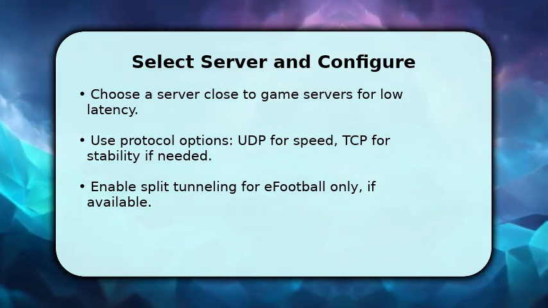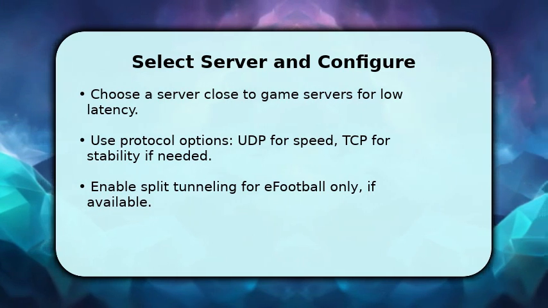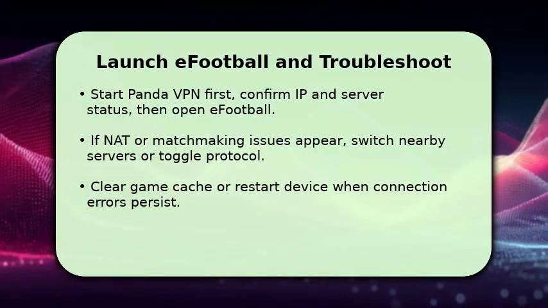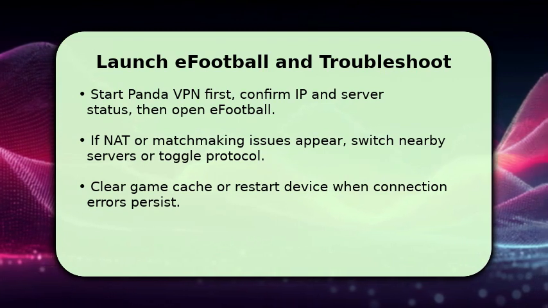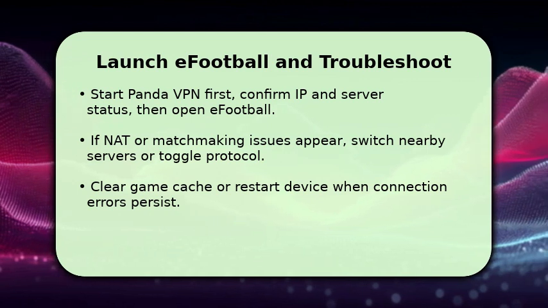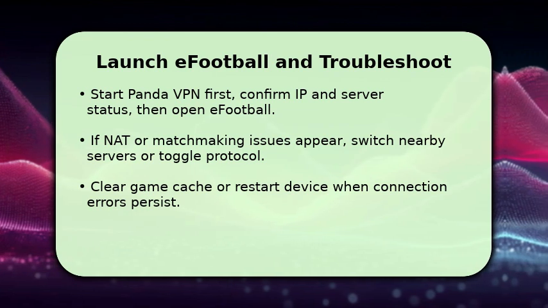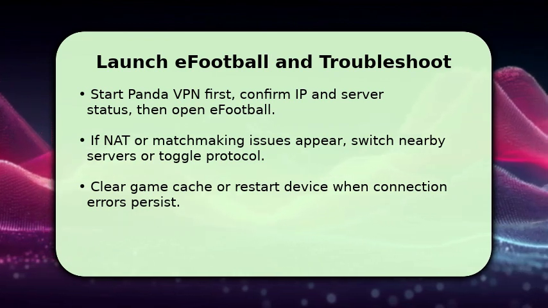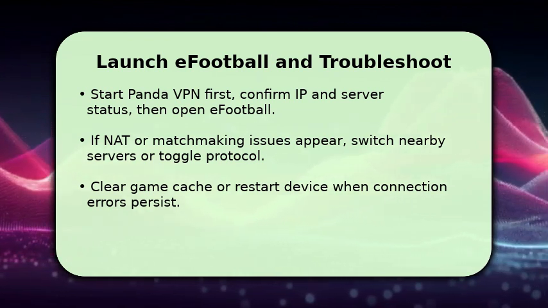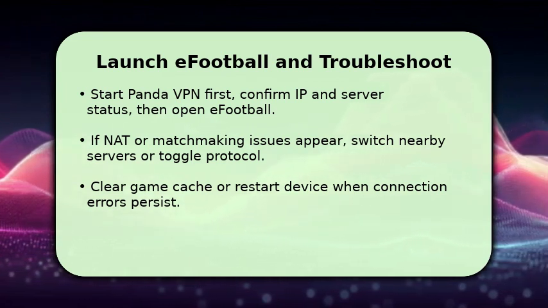After settings, run a quick ping test in the VPN app and note baseline latency before launching the game. You should always start Panda VPN first and confirm the displayed IP and server status, then launch eFootball so game traffic uses the tunnel. If you encounter matchmaking delays or high ping, try switching to another nearby server or toggle from UDP to TCP. Small server changes often fix NAT or routing issues.